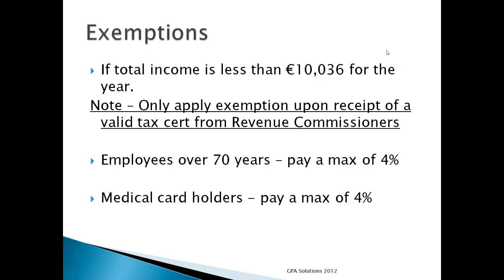Also note that employees over 70 years of age will only pay up to a maximum of 4%, and employees with full medical cards will also only pay a maximum of 4% USC. The 7% charge will not apply to over 70s or to full medical card holders.